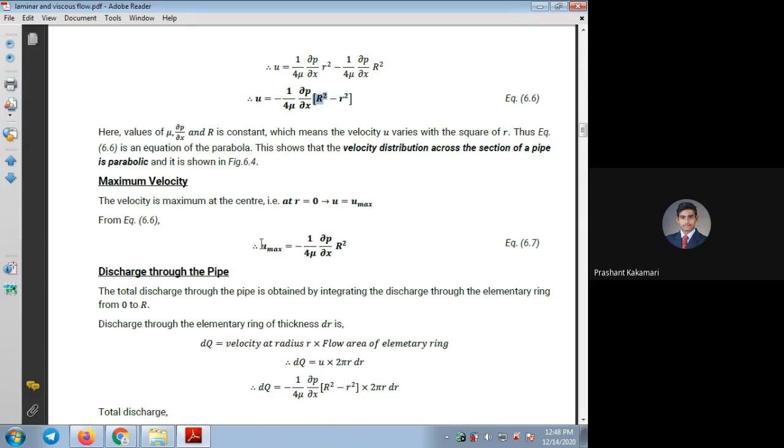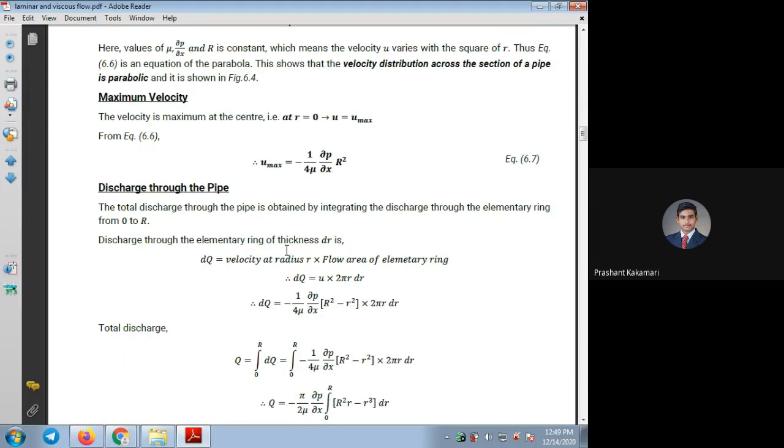So this equation, if I write using only the capital R value, then it will be u max equal to minus 1 by 4 mu dou p by dou x into capital R square. So if this capital R square is not subtracted by any term, then the velocity in the pipe will be maximum. At what point? At the center point. At the center, the velocity will be maximum, where the small r value is neglected.